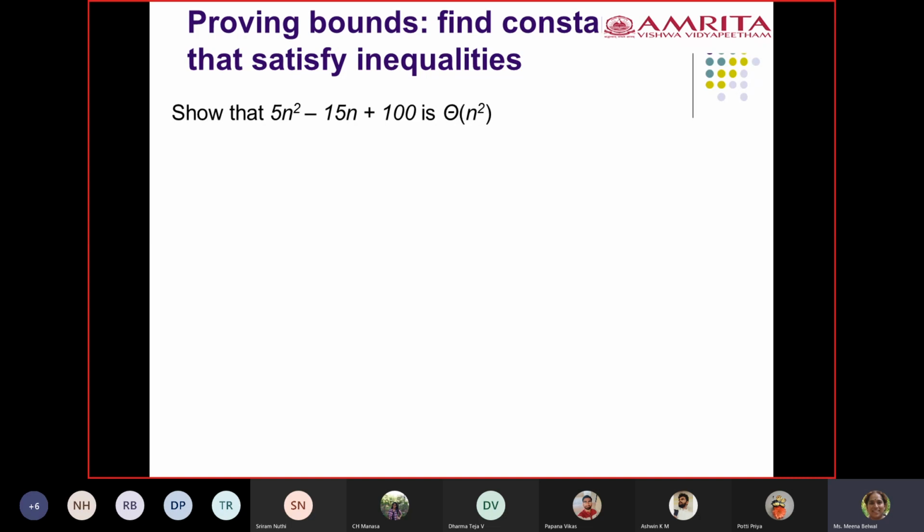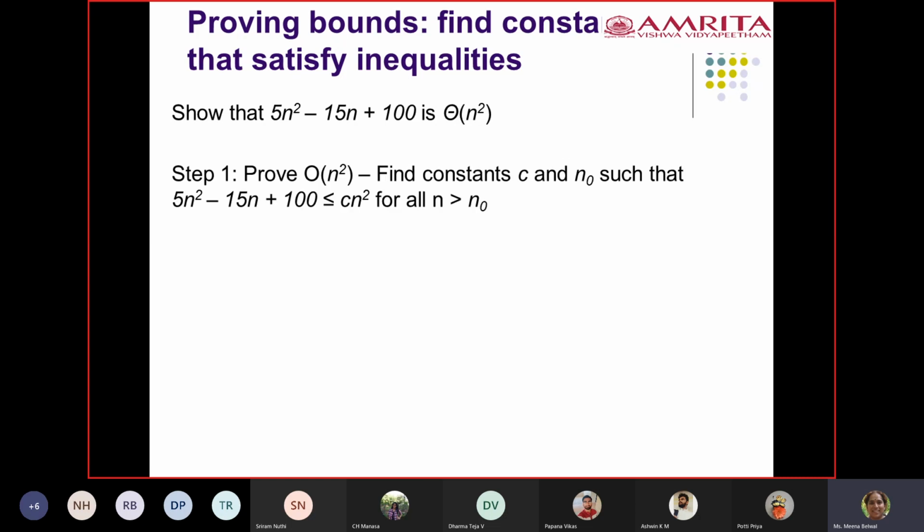So how do I prove it? I will first prove that it is O of n square, and then I will prove that it is omega of n square. So step 1 is to prove it is O of n square. I need to find the constants C and n0 such that f(n) is less than or equal to C times g(n), that is C of n square, for all n greater than n0.